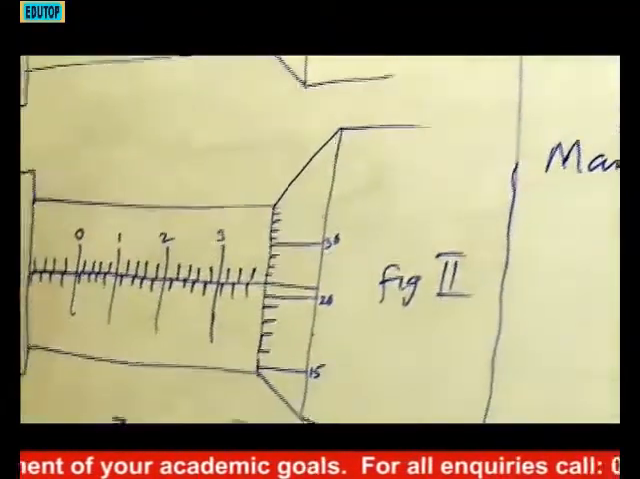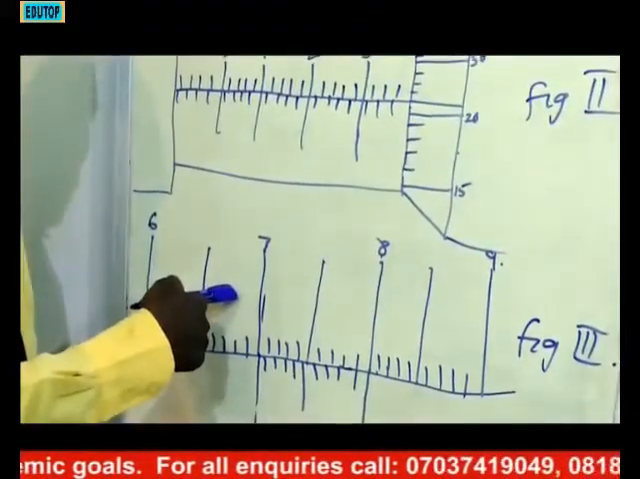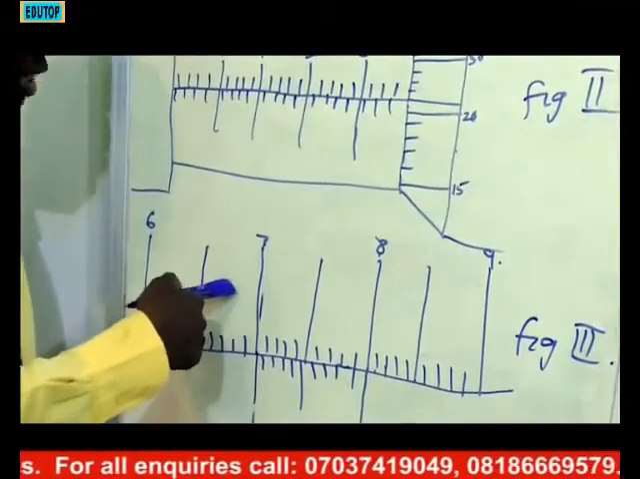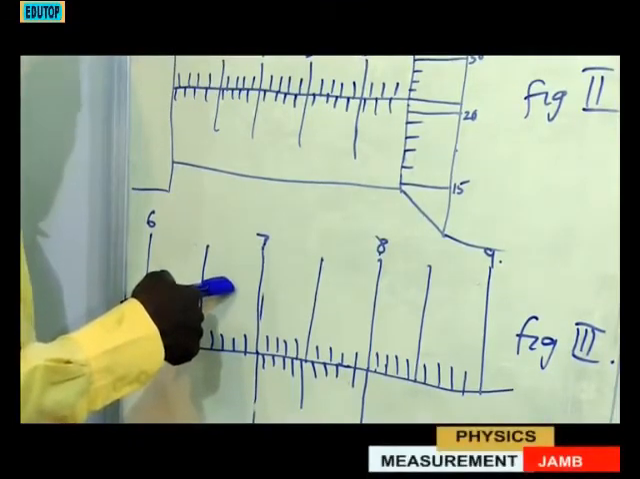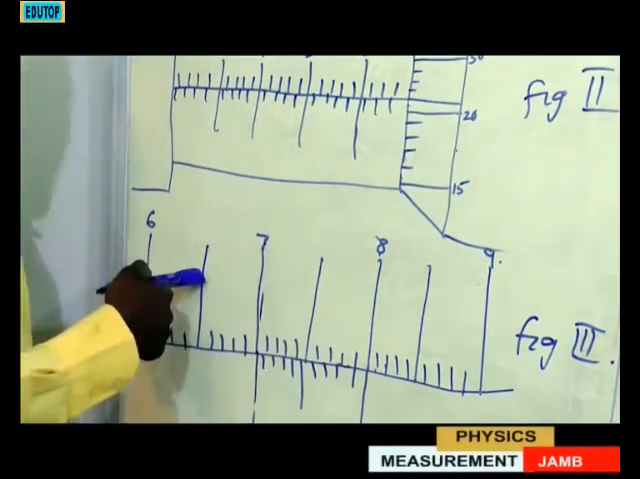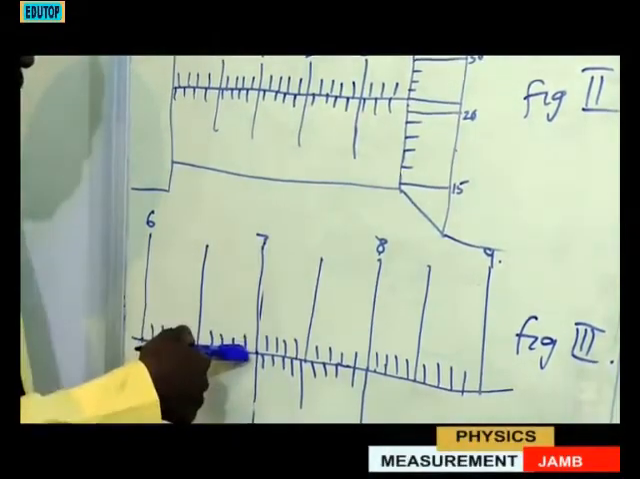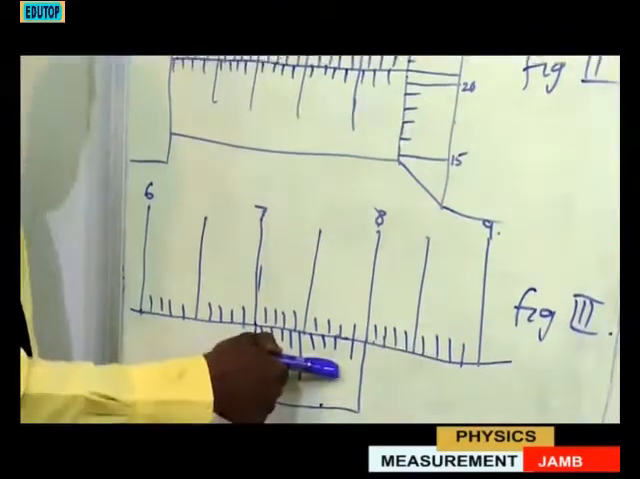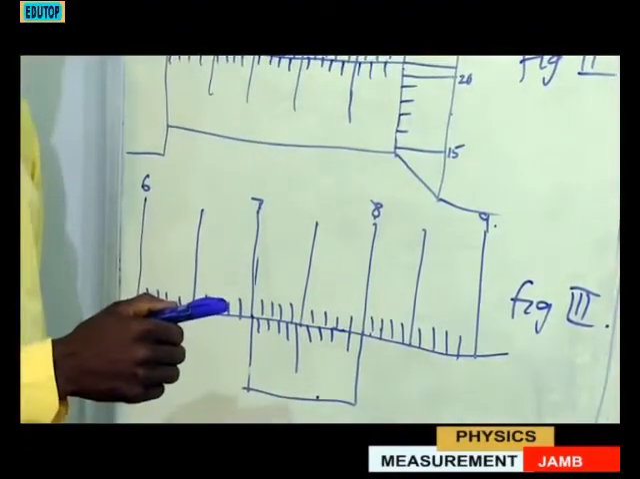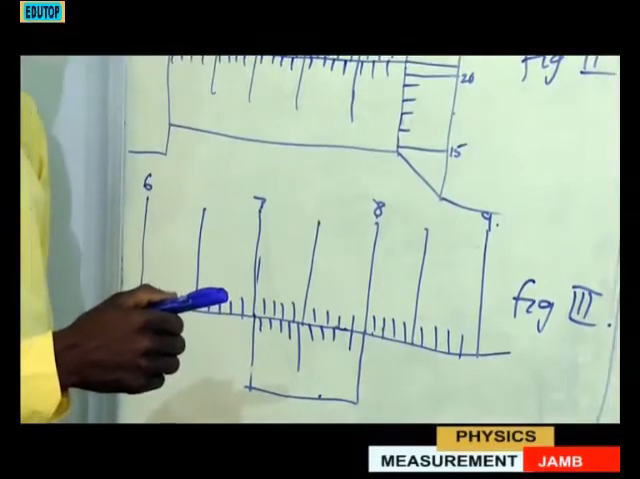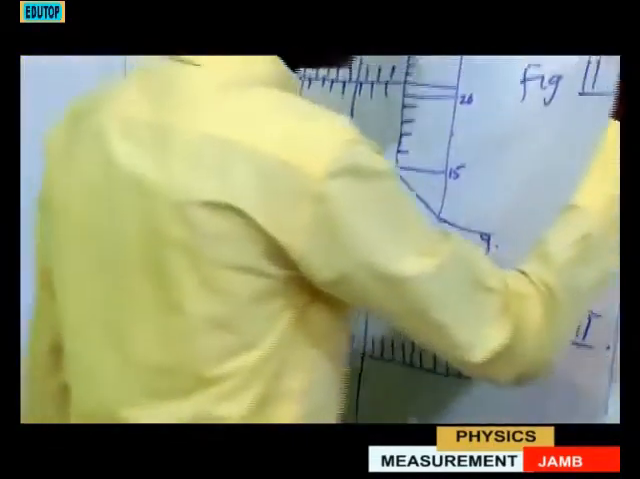Let me remind you, for the vernier caliper, the main scale can be calculated both in centimeter and millimeter. Take note of that. So we are taking this one in centimeter. So 6, 7. Before you get to the vernier scale, 7.0 centimeter. 7.0 centimeter.